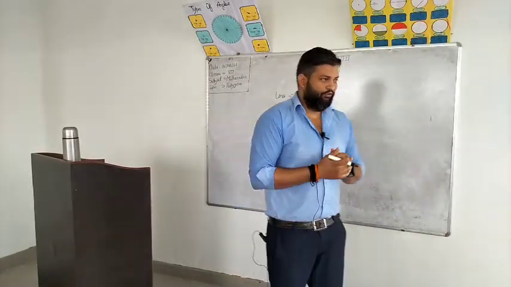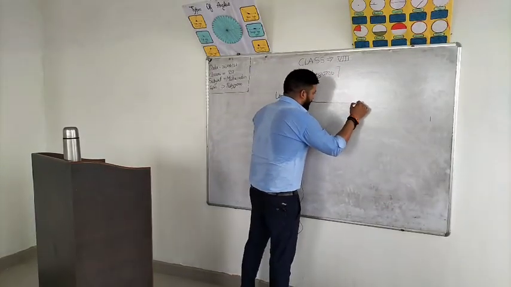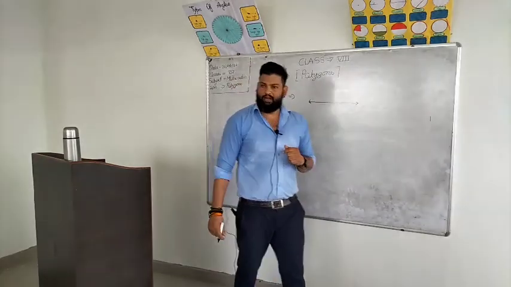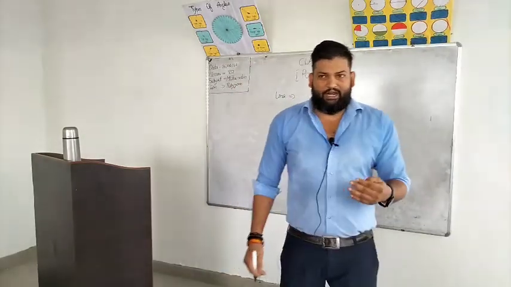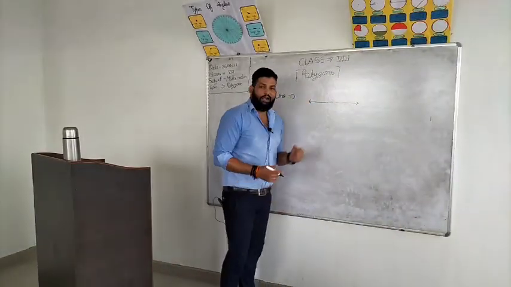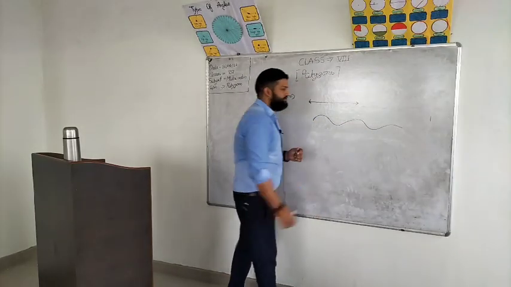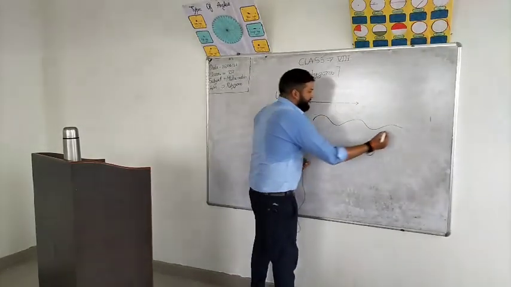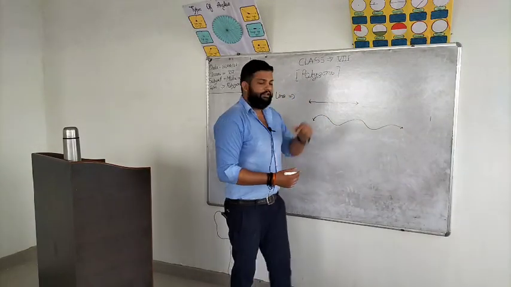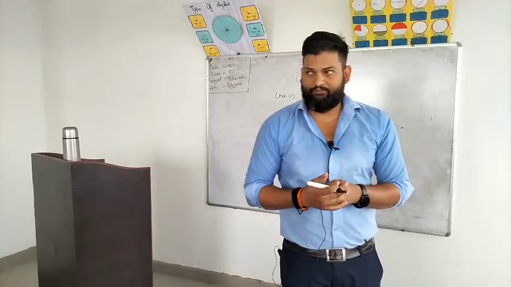First of all, we draw a line by the help of a scale. So there are two types of line. First is the straight line and the second one is the curve line. You can say this is the curve line and this is the straight line. What is the difference between curve line and straight line?